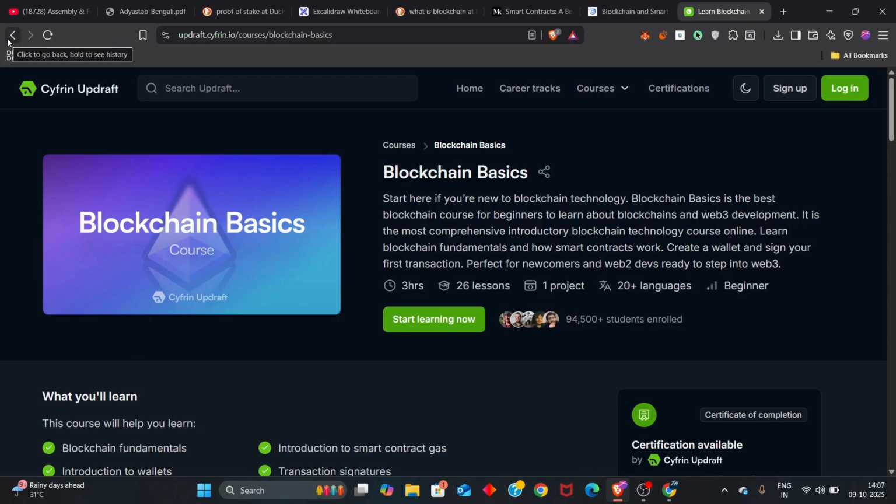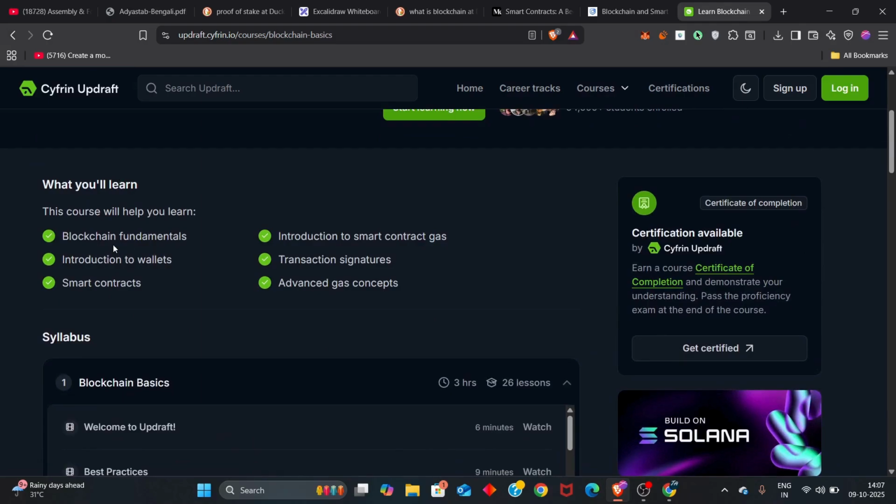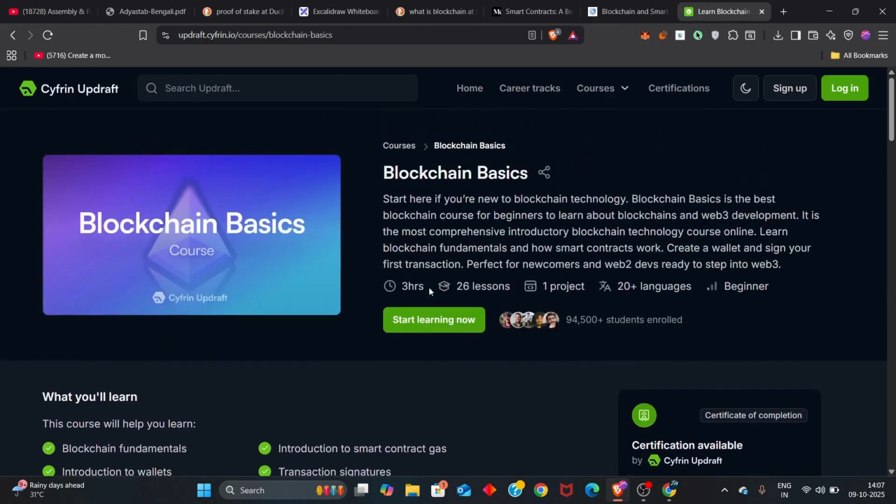This will help you to understand blockchain fundamentals, introduction to smart contract gas, introduction to wallets, transaction signatures, advanced gas concepts, and smart contracts. And one more thing that I should also show you is how you can make an account in any Ethereum ecosystem or any Bitcoin ecosystem or something like that.